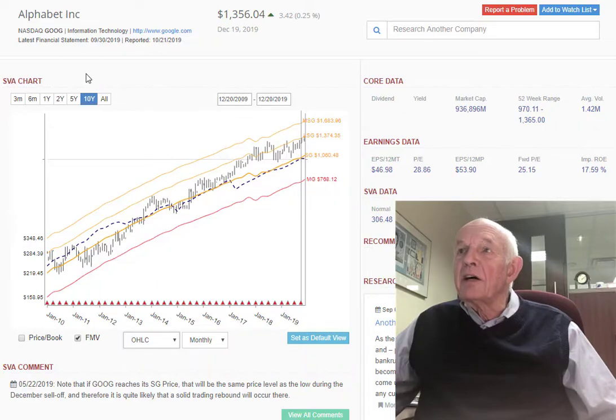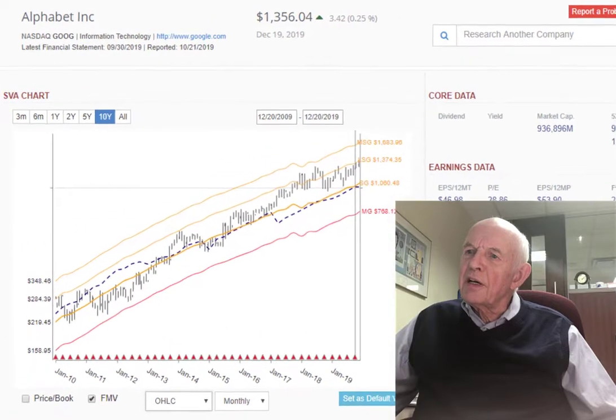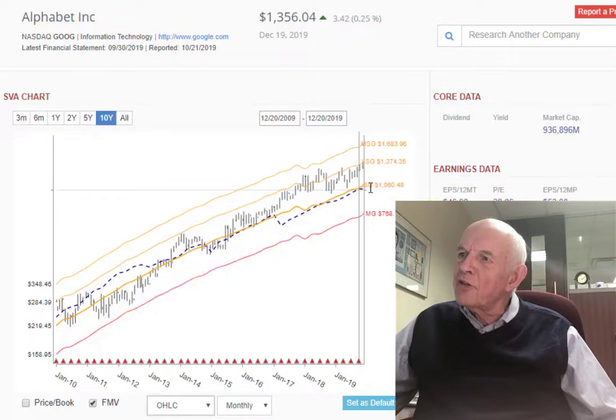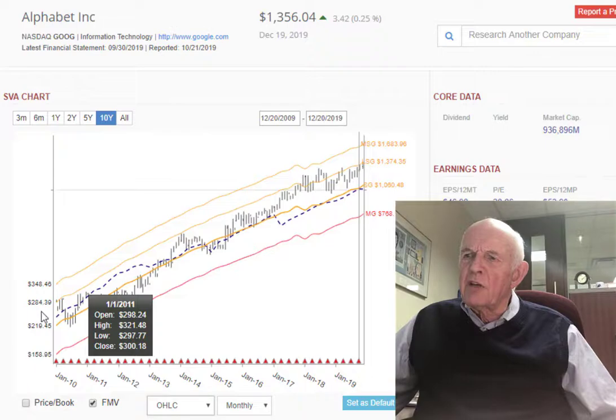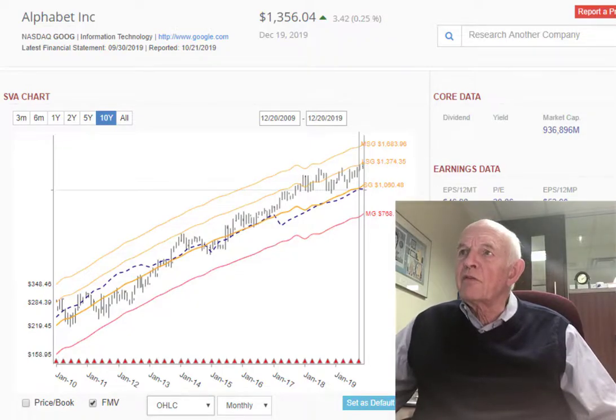Let's take a look at Alphabet over time, and here's a 10-year view of Alphabet. Well, there's a beautiful view of Alphabet over the past 10 years, and there's the super growth price, Andy, just rising steadily, day by day, week by week, month by month for the past 10 years. And it has been pretty well contained between two other breakpoints, the low super growth price, or 4.5 times book, and the mid growth price, largely during major market sell-offs, which is 2.5 times book value.